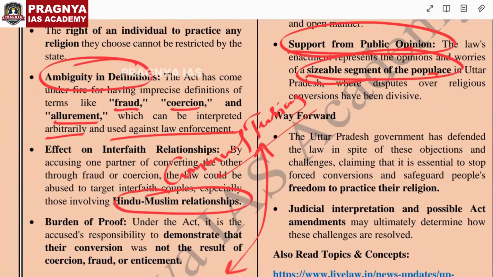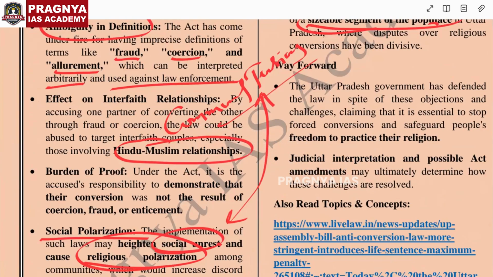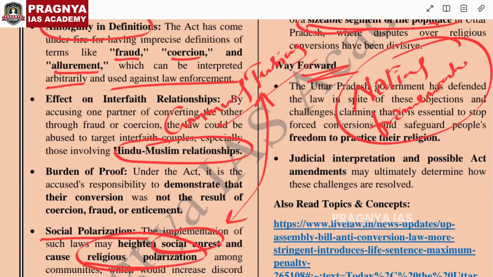So these were the points, and you should also understand what can be done as of now, the way forward. We can establish clear and unambiguous definitions for vague terms like force, allurement and coercion in these anti-conversion laws. Ensure that these laws uphold the principle of presumption of innocence. Uniform regulations across the states to avoid confusion and potential misuse. And more importantly, a national framework. A national framework is the call of the hour on religious conversions, one that respects individual freedoms while safeguarding against coercion. This could offer more uniformity and potentially prevent misuse at the state level.